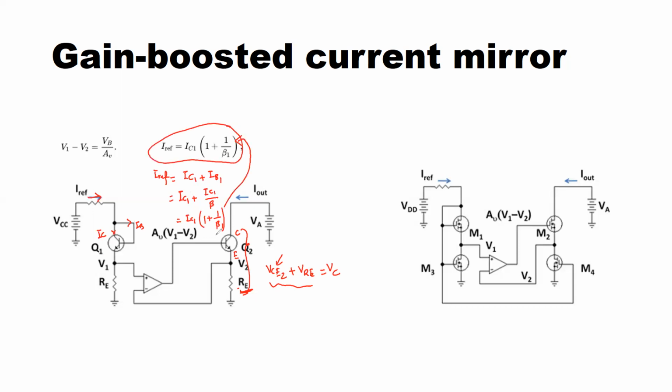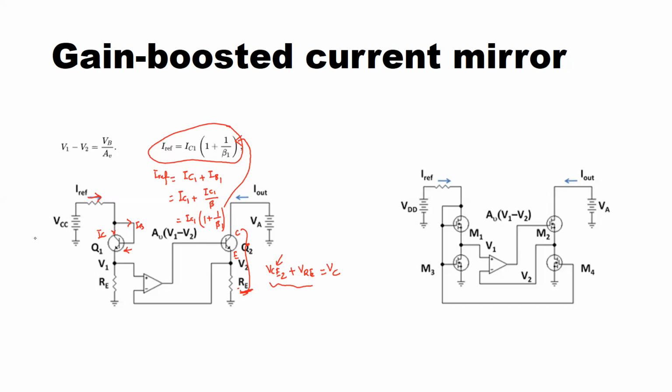So this is how you see the beta of the transistor and the base current, because the BJT has the base current going into it, gives you some difference from the reference current. The reference current is decreased by the beta. Okay.